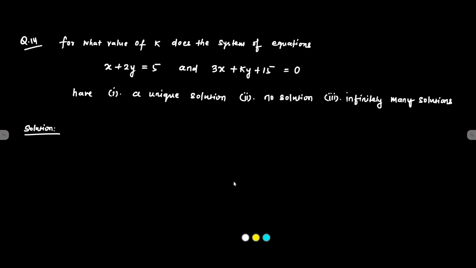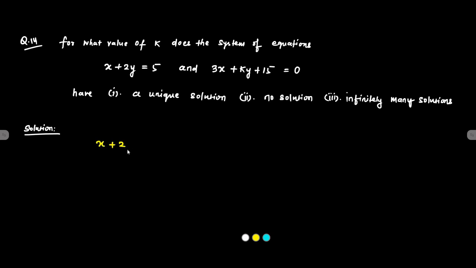So here is another question on conditions for solvability of linear equations in two variables. It is given: for what value of k does the system of equations x + 2y = 5 and 3x + ky + 15 = 0 have a unique solution, no solution, and infinitely many solutions? Like we did in the previous similar questions, we'll first write the equations in the standard form.